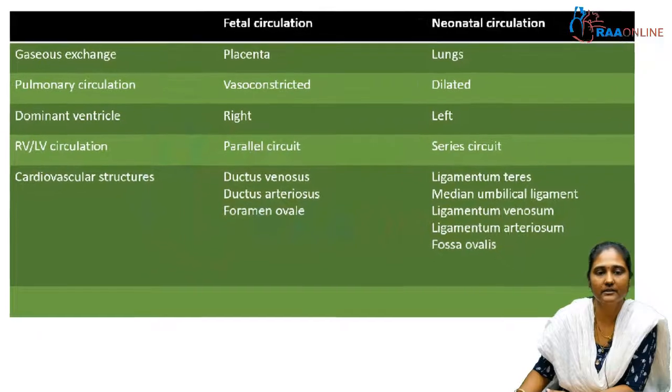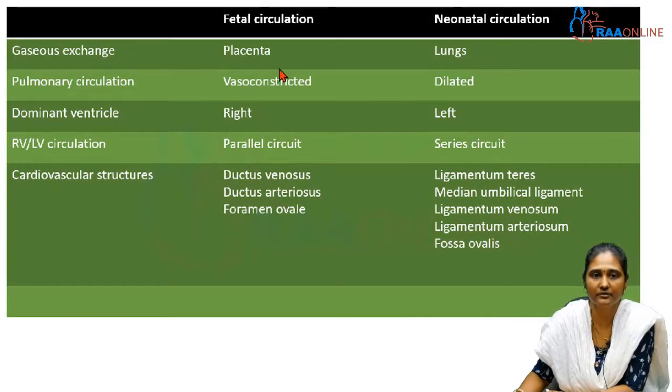So regarding the basic differences between the fetal and neonatal circulation. If you see the gaseous exchange, mainly the placenta plays a role inside the fetus, whereas the lungs play the role of gaseous exchange in the neonatal circulation. And regarding the pulmonary circulation, as the lungs are collapsed inside the womb, it is vasoconstricted, whereas in the neonate it is dilated. The predominant ventricle is the right ventricle in the fetus and the left ventricle in the neonatal circulation.